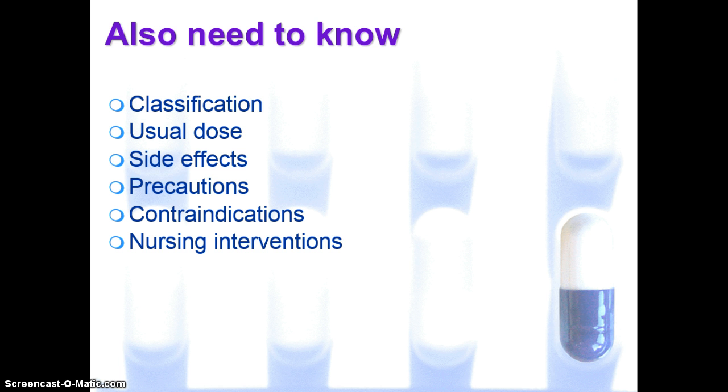We need to know the drug classification. You know, what class is this med from, and what's the usual dose? Because if it's not the usual dose, why are we giving something much higher or lower than what is indicated? The side effects, what are precautions, some of the reasons we wouldn't give it, contraindications, and then the nursing interventions: needs to be taken with food, needs to be taken on an empty stomach, IV push slowly over 2 to 5 minutes. All of those things you have to know before you can administer any medication to know that you are doing it safely.